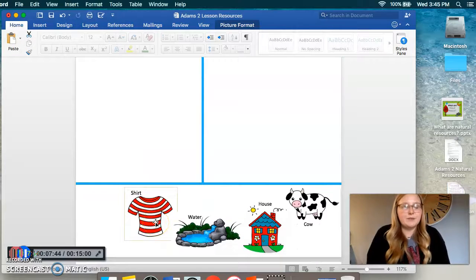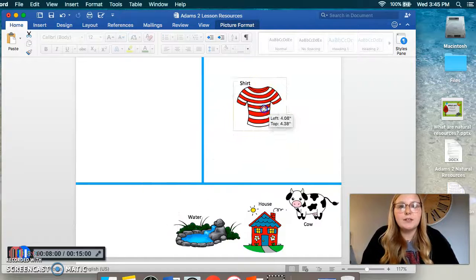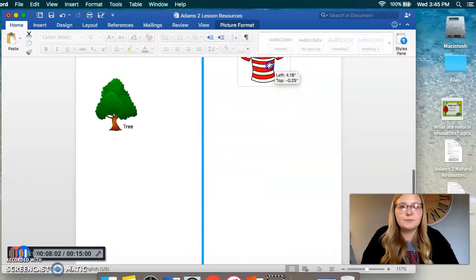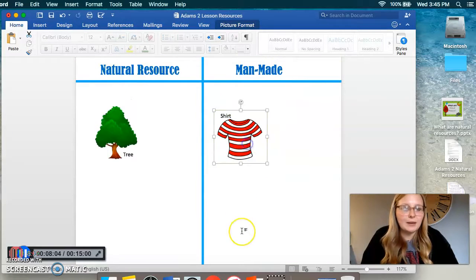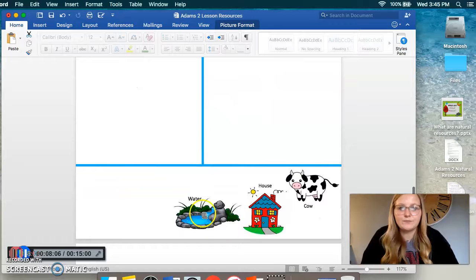We have a shirt. So a shirt is, you buy your shirts in a store and they're made by someone else. Shirts might use cotton to be made, but they have to be made by a human. So a shirt would go under man-made resources.